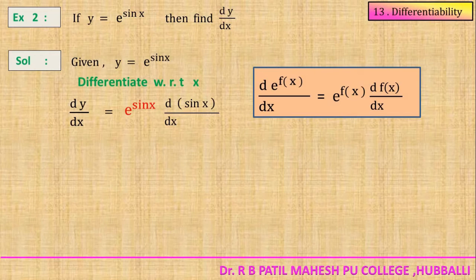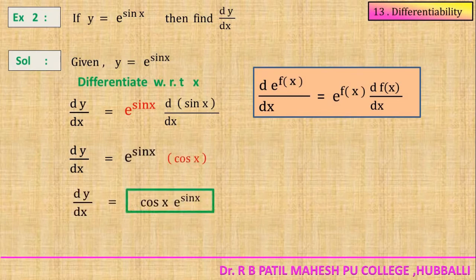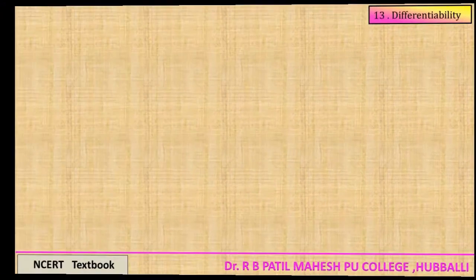Whenever you get an exponential composite function, follow this rule. Same function, whatever function is given, and d by dx of the composite variable. So dy by dx is e raised to sin x as it is. Now the derivative of sin x is cos x. So rewriting this function, it becomes cos x into e raised to sin x. This is the derivative of the given function. I hope you are getting how to write the derivative for a composite exponential function.